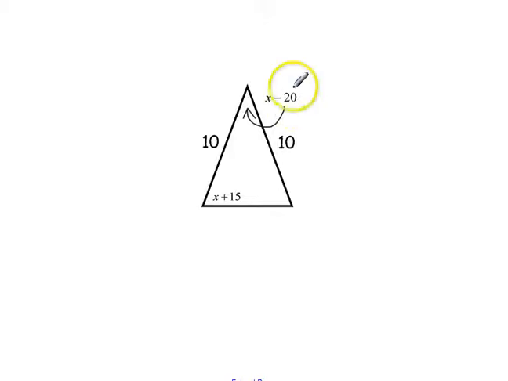In this triangle, we're given that this angle is x minus 20 and this angle is x plus 15, but we're not told anything about this angle over here. So then we need to look and see if we can figure out what kind of triangle it is. We are given that this side is 10 and this side is 10.